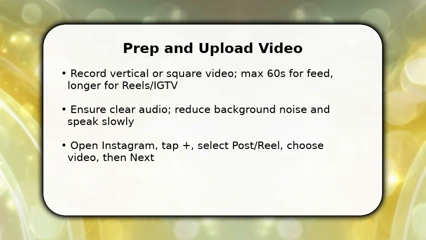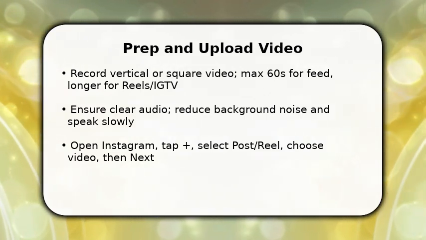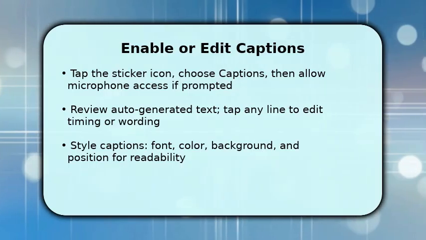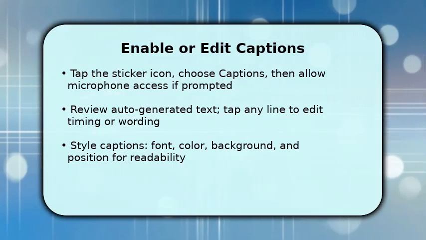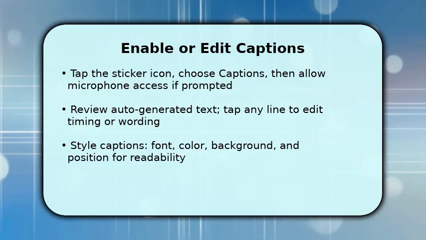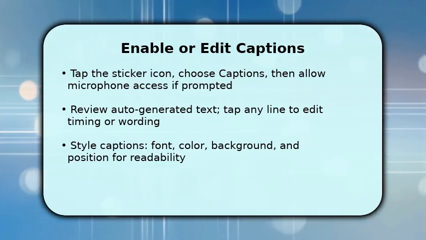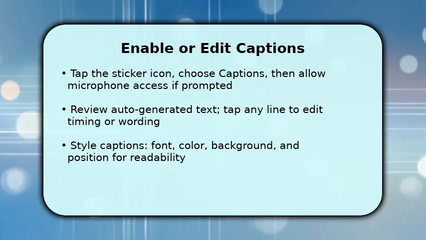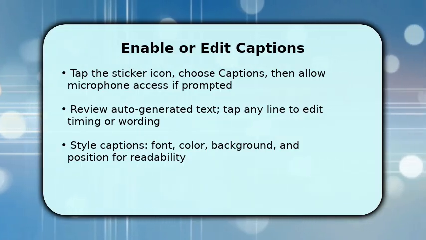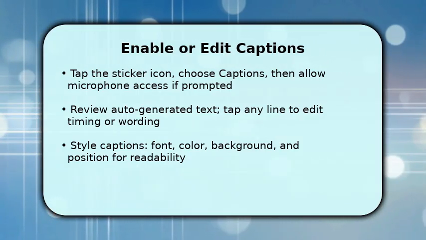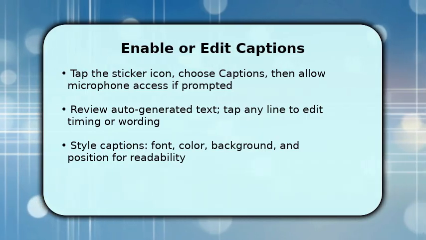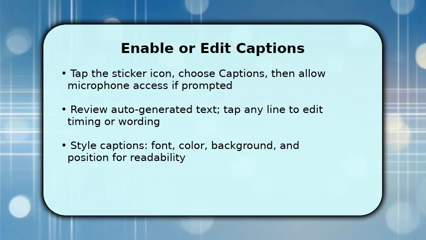Once on the editing screen, tap the sticker icon and select Captions. You'll enable Instagram's auto-transcription. The app will process audio and display text lines. This may take a few seconds. Make sure to read through every line, tap to correct misheard words and adjust phrase breaks so timing matches speech. Then customize appearance. Pick a font, color, or background to keep captions legible against your visuals.